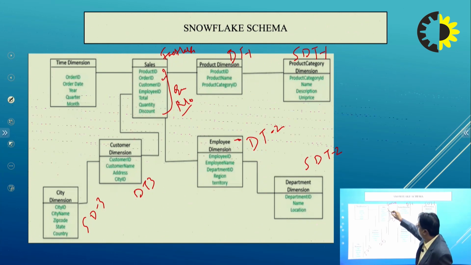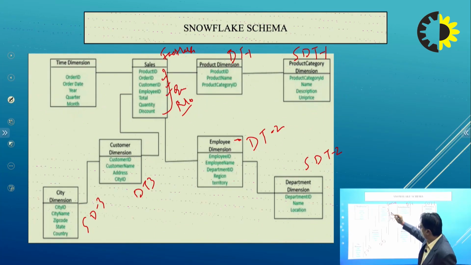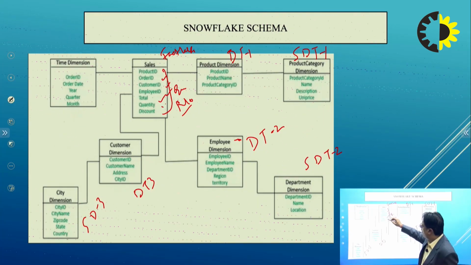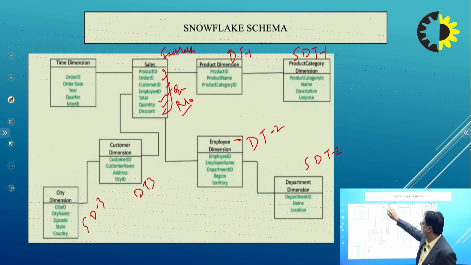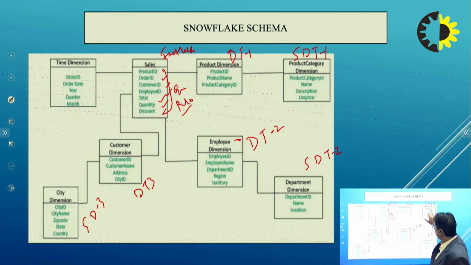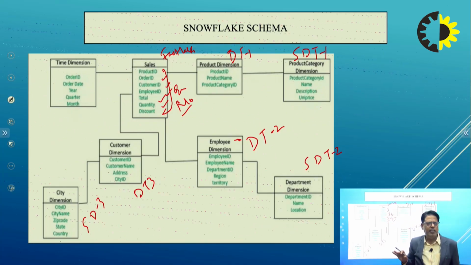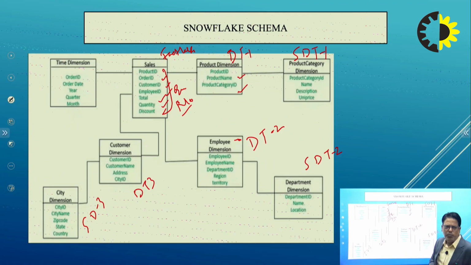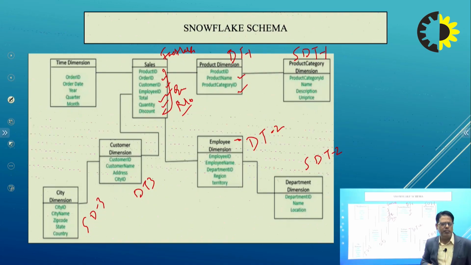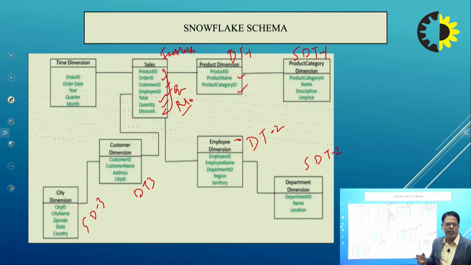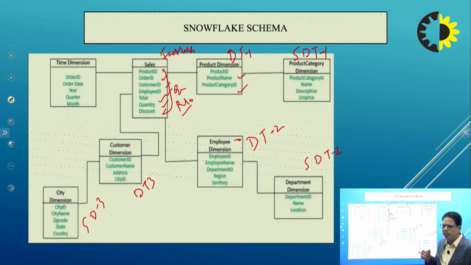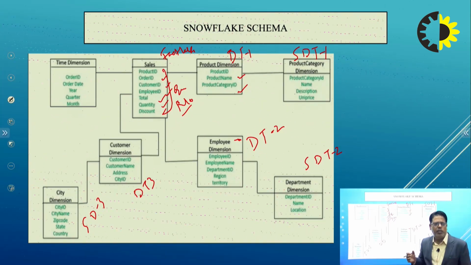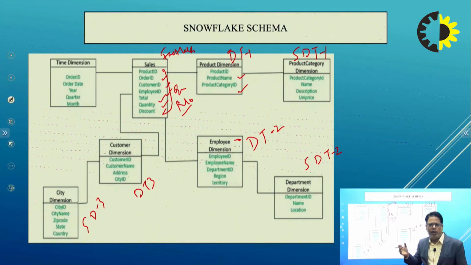like order ID, product ID, customer ID, employee ID, total sale, quantity and discount. These all are numbers, and in dimension tables all attributes are descriptive, like product name and product category. So, we use the sub dimension tables with more normalization of data to reduce the response time according to the user requirement and query fetching.